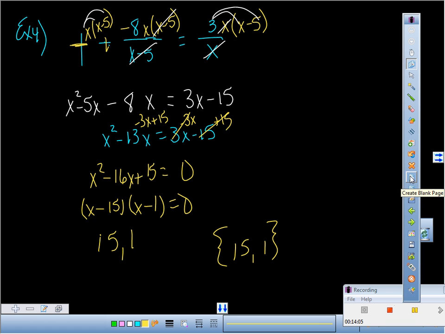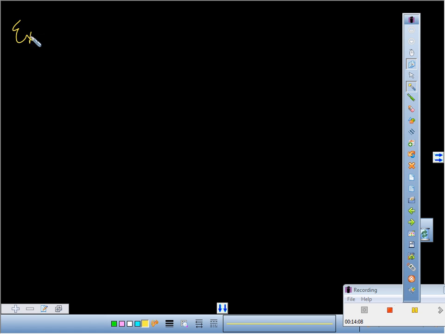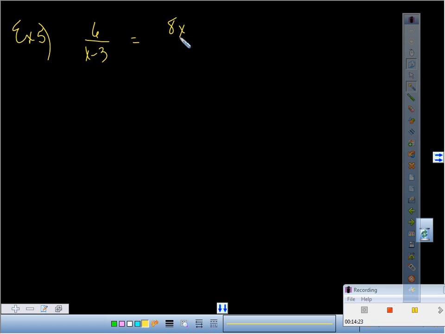All right. Let's do the next one. This is example 5. It's going to take a long time. This one's a little bit longer. It is 6 over x minus 3 equals 8x squared over x squared minus 9 minus 4x over x minus 3.